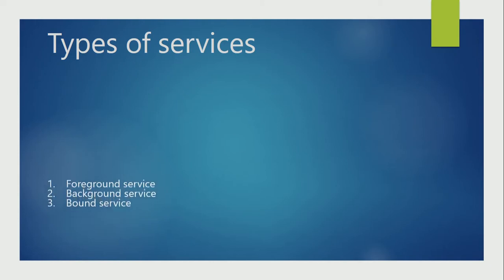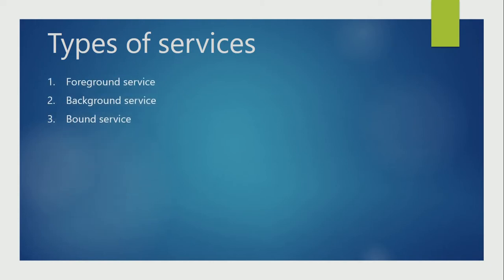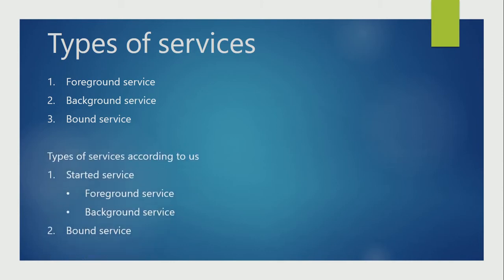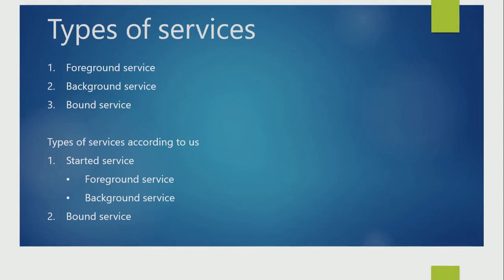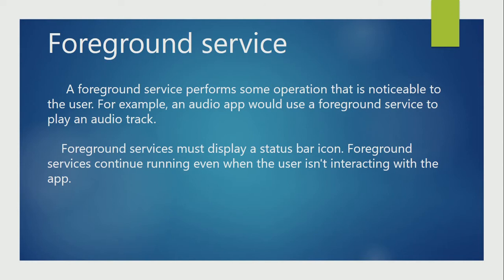There are three types of services available in Android: foreground service, background service, and bound service. But we usually split the service into two types: started service and bound service. The only difference between foreground service and background service is the notification. A foreground service must show the notification in the status bar. As I said, foreground service is a background service which leaves a notification while running in background so that the user can interact with the service.